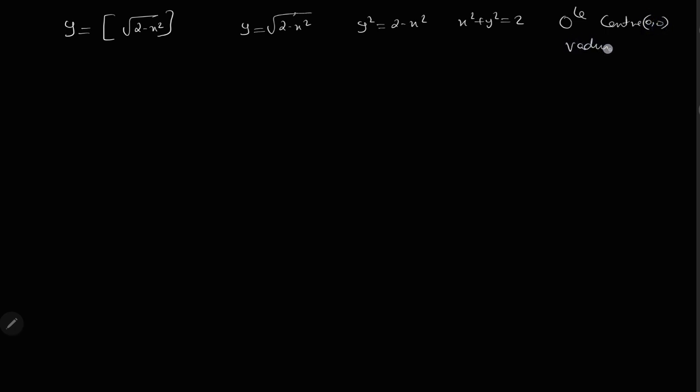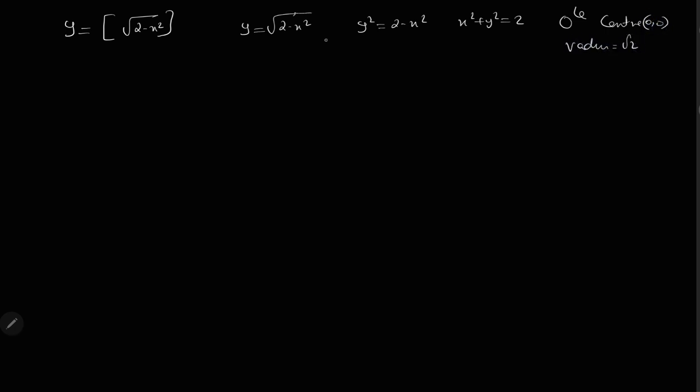y equal to step of root of 2 minus x square, this one. So how to draw this? Okay, so y equal to root of 2 minus x square. Here I'm not getting an idea, so I'm just squaring it. So 2 minus x square, so what did I get? x square plus y square equal to 2. This one we know, it's a circle and the center is (0, 0) and the radius is root 2.